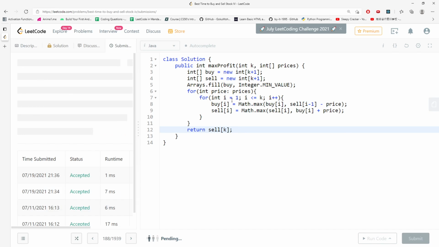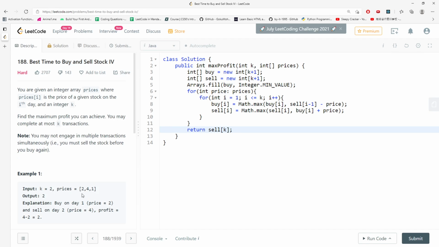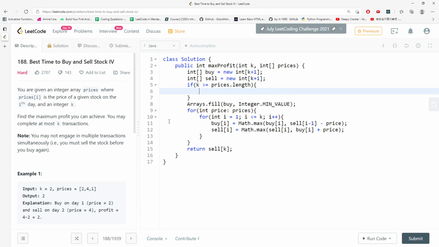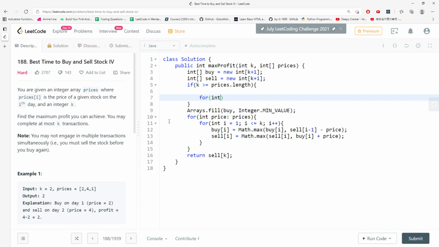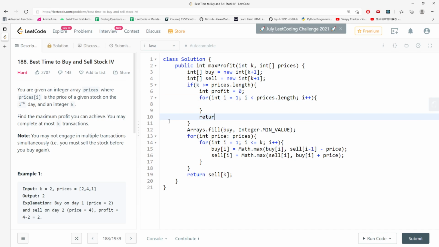Let me just run the code to see if there's a typo or not. Okay, that is good, but it could be better. If k is greater than half of the length of the prices array, that means you can do a transaction for every single day. It doesn't matter how many transactions you could do. If k is greater than or equal to prices.length, you don't care about how many transactions you want to deal with, and you can just traverse. You need to traverse from i equal to 1 to prices.length, i plus plus, and you need the profit to start from 0, and then return profit at the end.